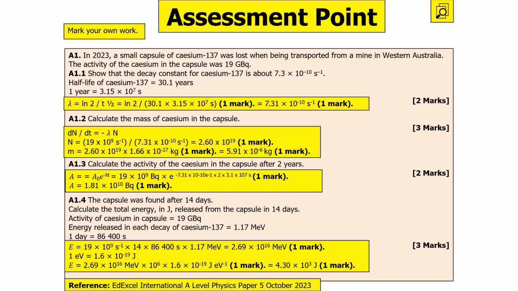We can then convert that into joules by multiplying by 1.61 times 10 to the minus 19, and to get the mega up, times by 10 to the 6. So you get 4.30 times 10 to the 3 joules.